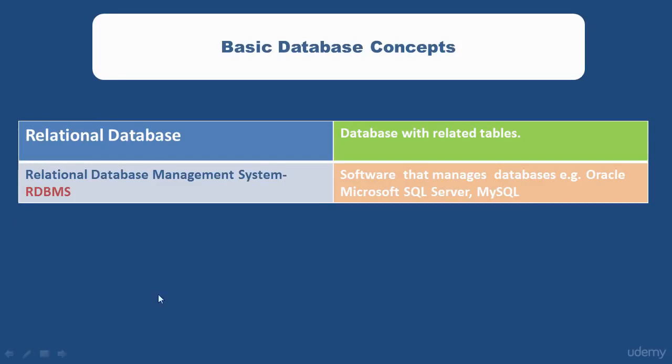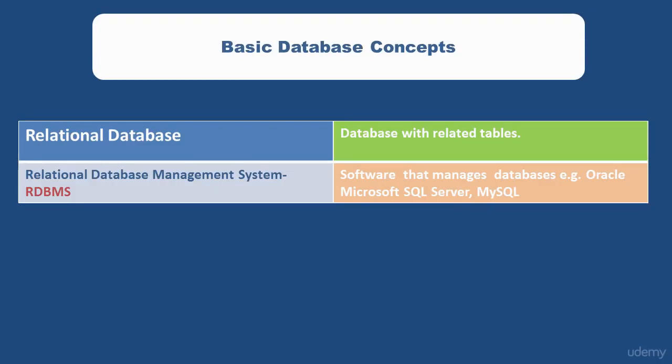There are two other concepts I want to illustrate with you. We've got the relational database. A relational database is a database with related tables. Also, we've got the concept of relational database management system. It's referred to as RDBMS for short. It is the software that manages the databases.